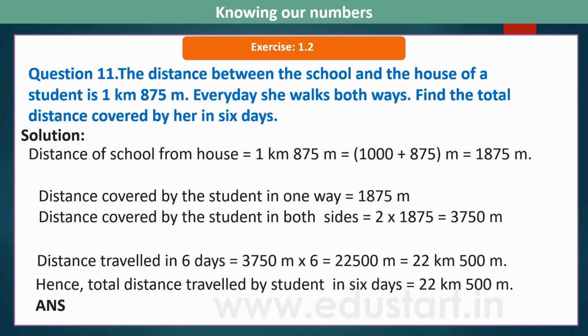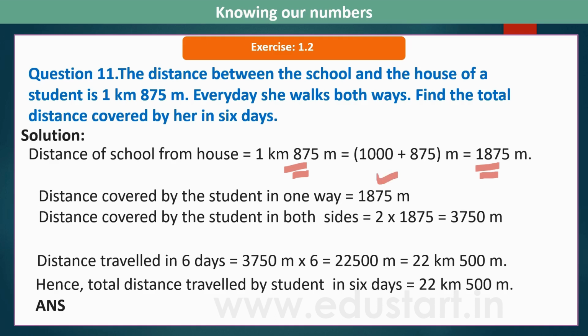The distance between the school and the house of a student is 1 kilometer 875 meters. Every day she walks both ways. Find the total distance covered by her in 6 days. Okay, so what is the question? How much distance she covers per day, and we have to find it out for 6 days. Now let's go through the solution. Distance of school from house is equal to 1 kilometer 875 meters, which is 1875 meters. Now the distance covered by the student in one way, from house to school, is 1875.